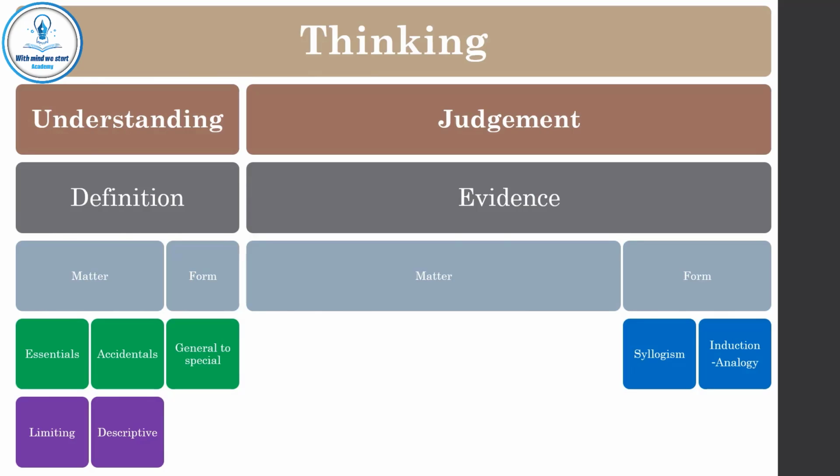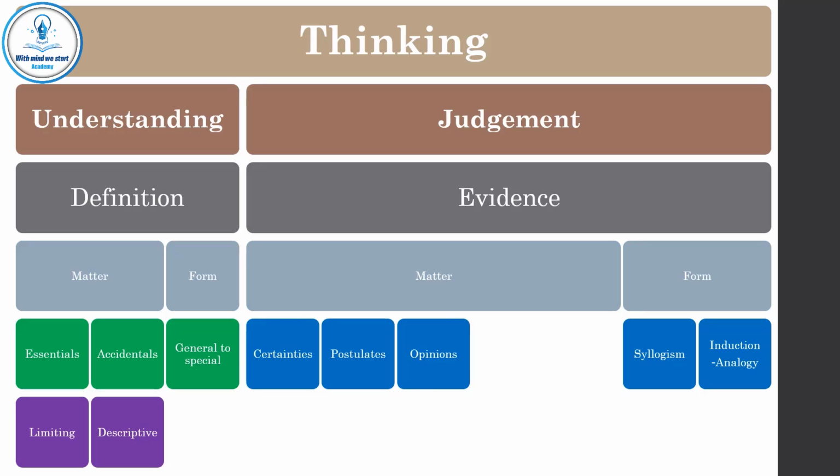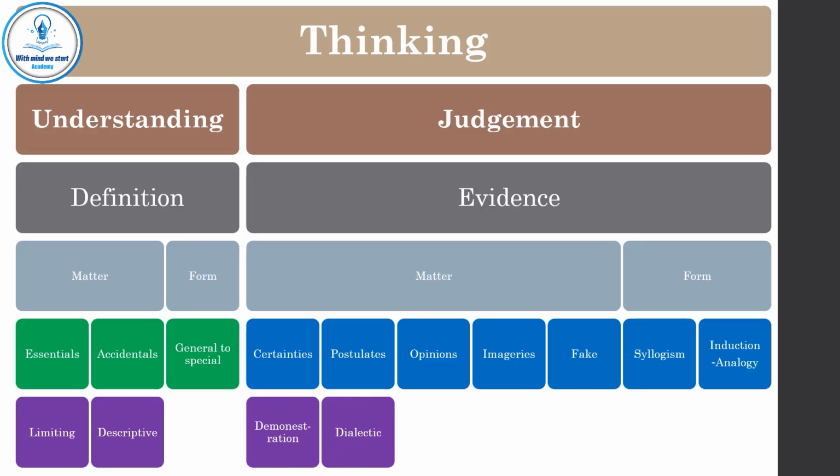As we said, in refutation, you should provide evidence that a premise is wrong, or the conclusion is wrong, or just an opposing evidence. These evidence are like any other evidence. They may use certain truths as premises, they may use postulates of the opponent, they may use trusted opinions, they may use imageries, they may use fake information and delusions. This means that the evidence used in refutation may be a demonstration, a dialectic, a rhetoric, a poetry, or a fallacy.